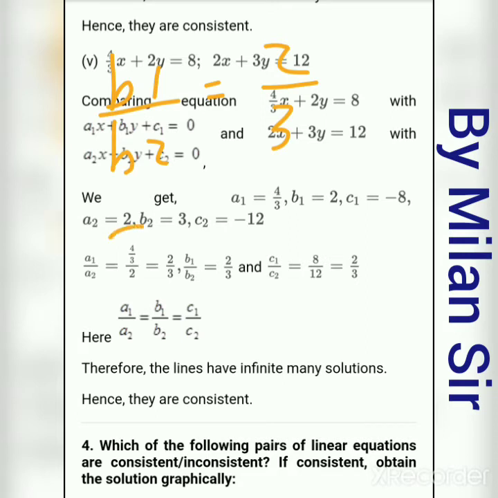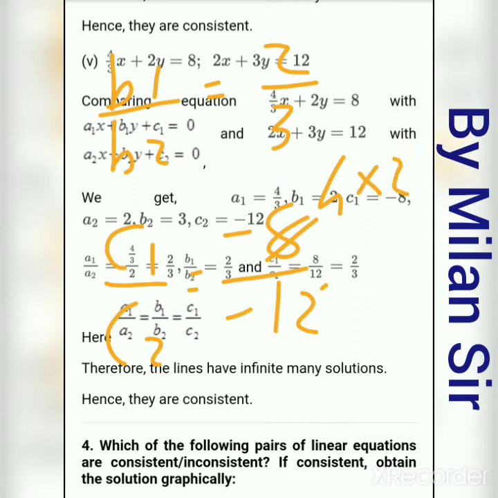So we need to find our third ratio, c1 upon c2. c1 is equal to minus 8 and c2 is equal to minus 12. First of all, minus minus becomes plus. Here it's 4 2s and 4 3s. Then the 4s cancel. So finally we get 2/3. That means our a1 upon a2 is equal to 2/3, b1 upon b2 is equal to 2/3, c1 upon c2 is equal to 2/3.